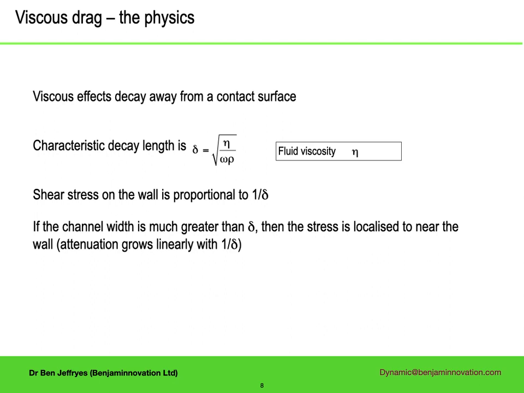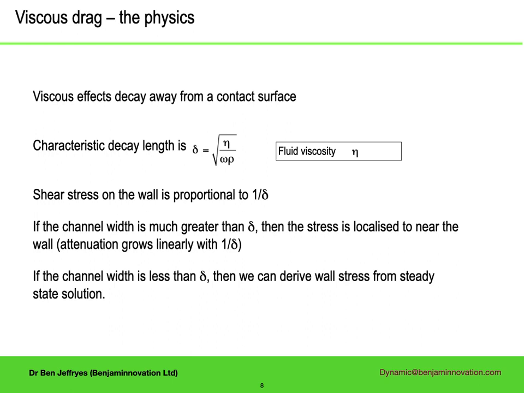If you're looking at drag in a channel that is large compared to the decay length, then all the effect is localized at the wall, and the attenuation will grow proportionally as 1 over delta grows. However, if the channel width is less than delta, then the wall stresses look much more like a time-varying version of the steady-state solution, which I will term quasi-stationary. In some cases, we can solve the whole problem analytically and see when there is a crossover between the quasi-stationary and the properly dynamic solutions.